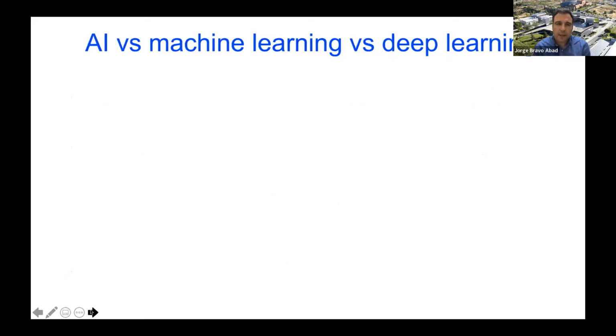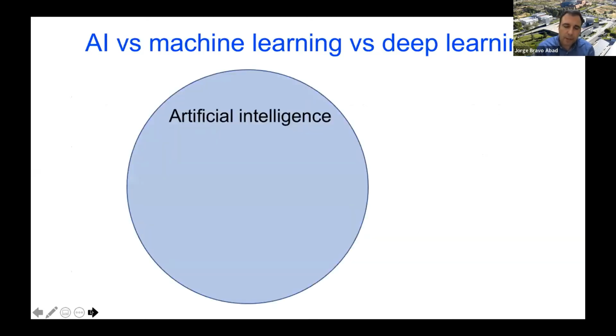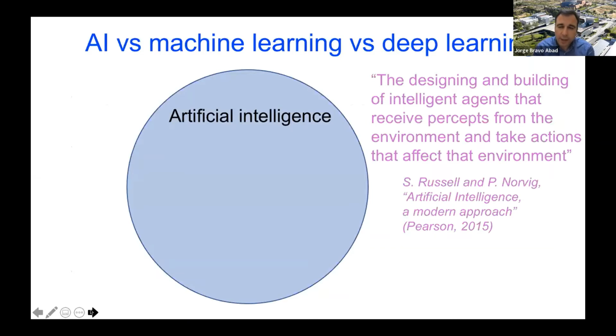But first things first, let's talk about the distinction between AI, machine learning, and deep learning. There are many definitions of artificial intelligence out there, but the one I like the most is this very general definition provided by Russell and Norvig in the pioneering reference, Artificial Intelligence: A Modern Approach. Basically, they state that AI is essentially the designing and building of intelligent agents that receive percepts from the environment and take actions to affect that environment. So it's a very general definition in which you have intelligent agents that take actions, and those actions are affecting the environment.